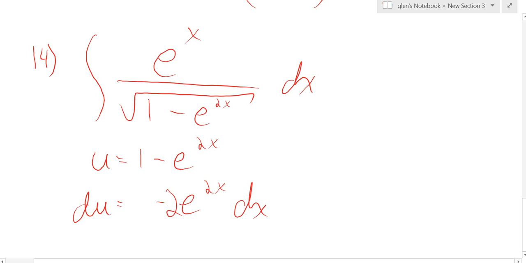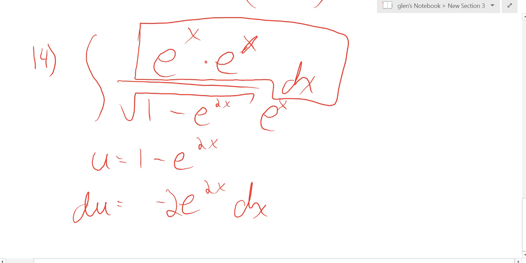The only way to get e to the 2x up there is to multiply by another e to the x here. That's going to make it e to the 2x. But if I multiply by e to the x up there, then I have to divide by e to the x down here. This would become the du. Up top, e to the x times e to the x is the same thing as e to the 2x. You add the exponents.